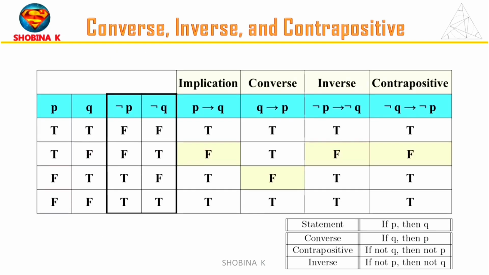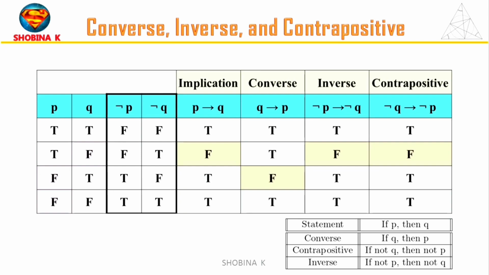And this truth table illustrates how these logical relationships relate to each other and how they are satisfied or not satisfied under different combinations of truth values for P and Q. You can see the implication is true when P is false or when both P and Q are true. It is false only when P is true and Q is false.